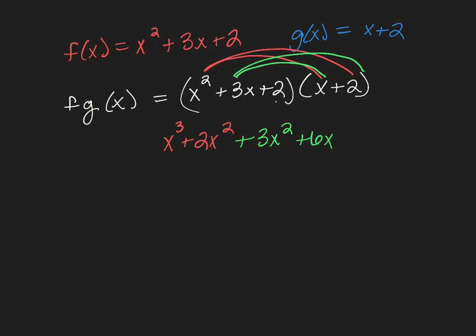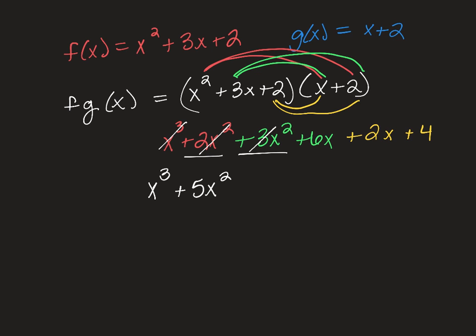And then finally, we're going to take 2 times x to get 2x, and 2 times 2 to give us 4. Right, so then we will just combine any like terms that we have. So there's no like terms with x to the third. Then we have 2x squared and 3x squared to give us 5x squared. Then we have 6x and 2x to give us an 8x. And then we have a 4 on the end.